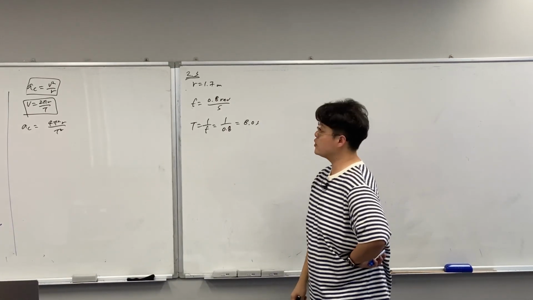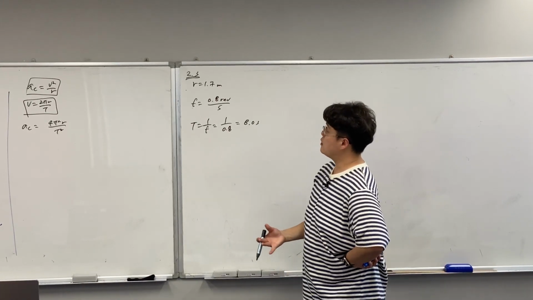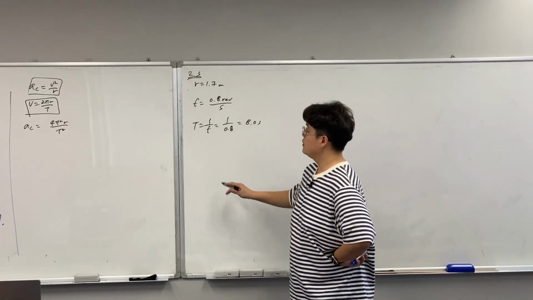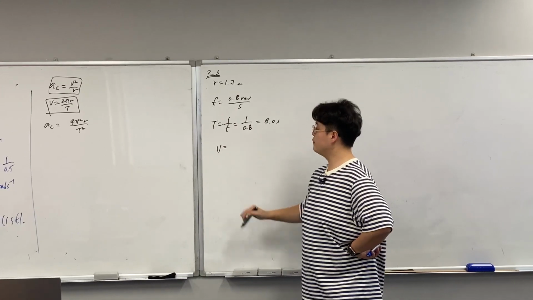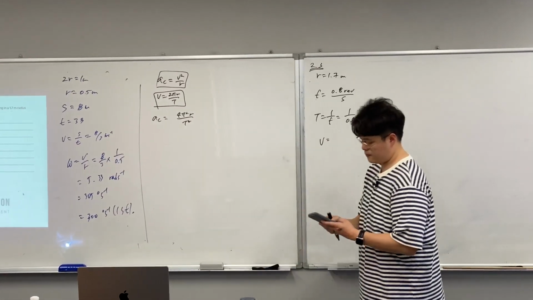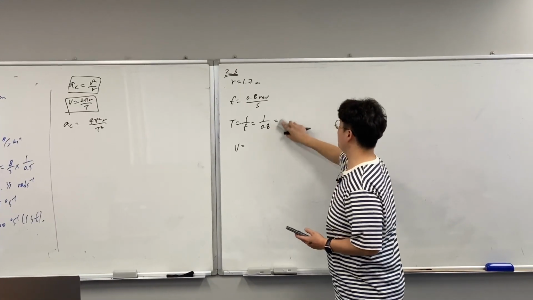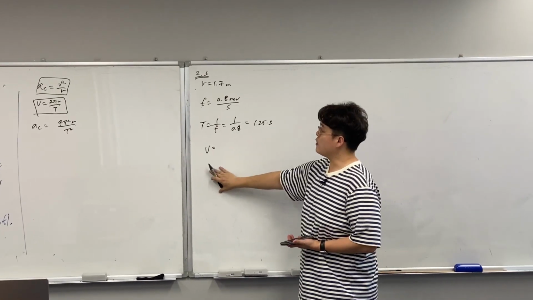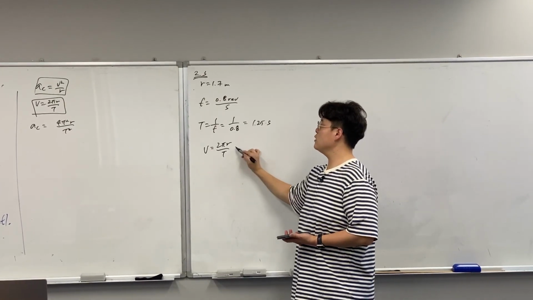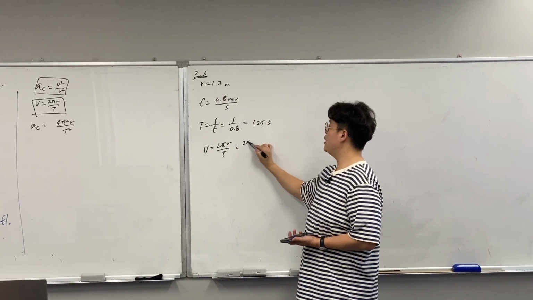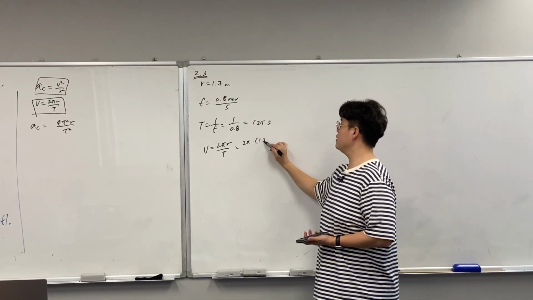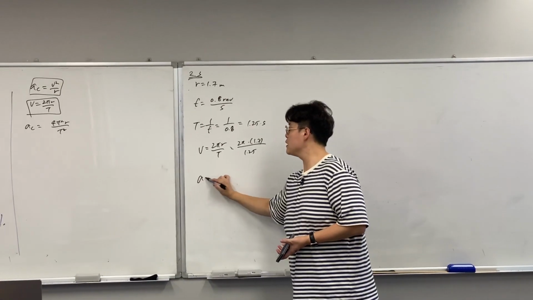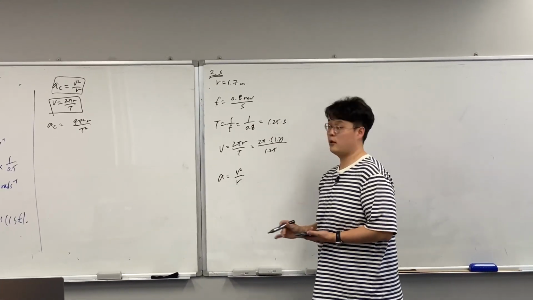Once you get up to here, you can find acceleration from 2 pi r over T. Yes, you can do that. 1 over 0.8, isn't it? 1.25, yeah, it's the other way around, 1.25 seconds. So you can think about it: v equals 2 pi r over T, that's 2 pi times 1.7 divided by 1.25. You can find the value, and a is known to be v squared over r, given over here.